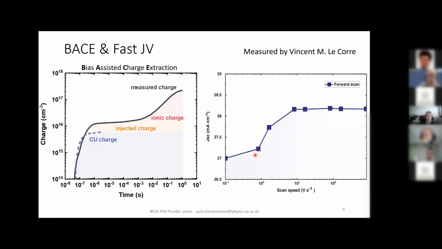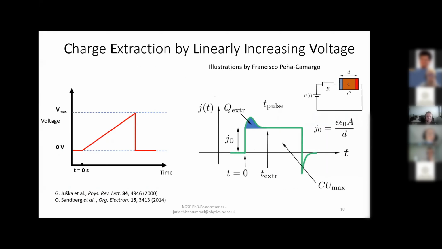All right, so evidence is sort of stacking up against these ions for being the cause of our current losses. Now, there was one more measurement that we wanted to perform, and this was a CELIV measurement, which stands for charge extraction by a linearly increasing voltage. And this is actually a very powerful measurement, and I will try to explain why that is the case.